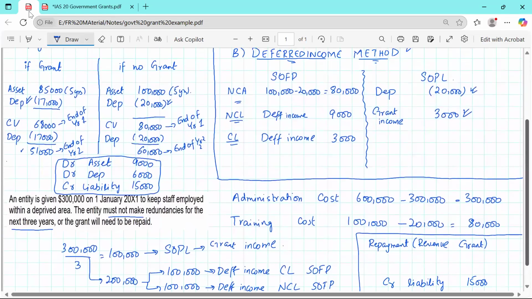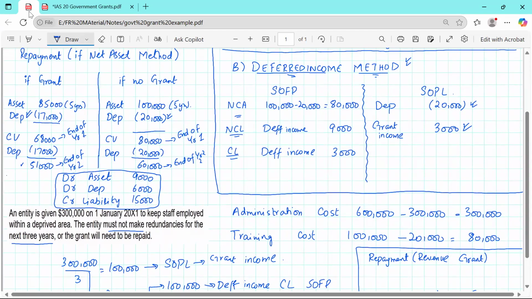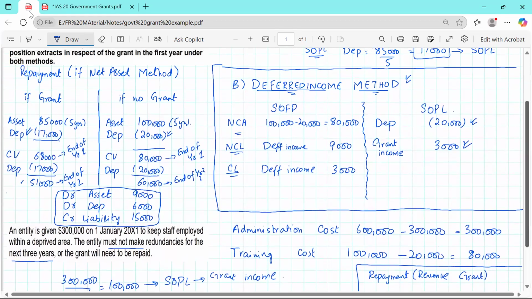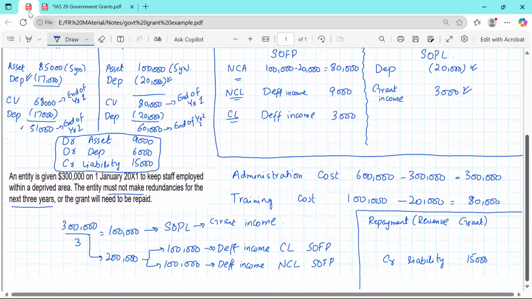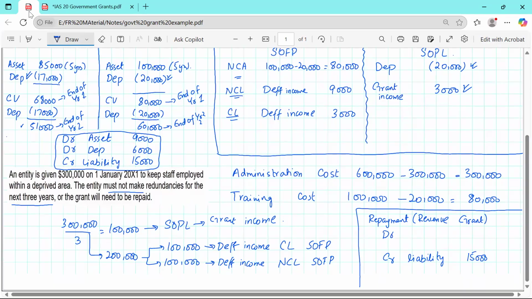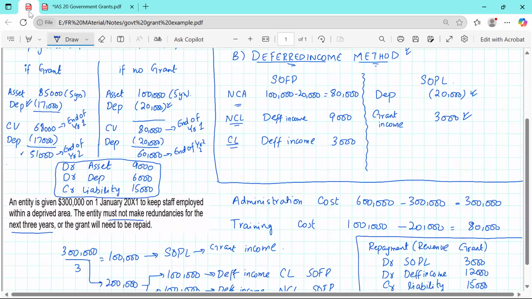How much did you already take to the statement of profit or loss? 3,000. So what double entry did you make? You did credit, right? So you will debit that, debit SOPL by 3,000. So it means you are reversing the statement of profit or loss, okay? And the deferred income balance that was there on the credit side, you will just debit that. Debit deferred income 12,000. Now, if you look at the double entry that I said, take the screenshot of that, let me write down that double entry here as well.